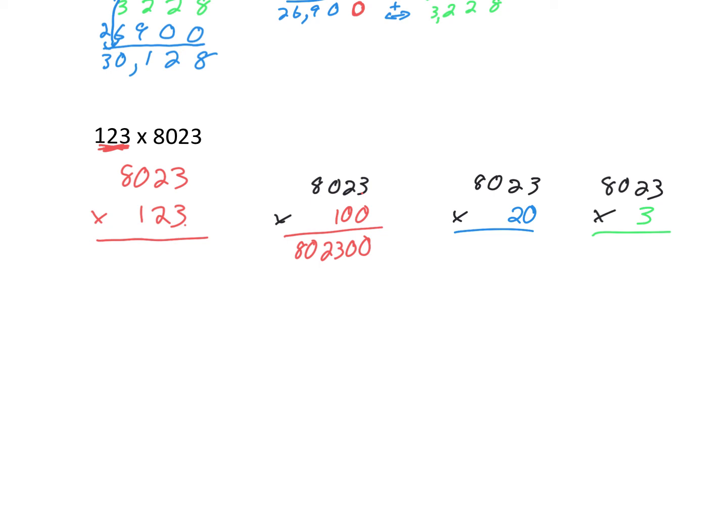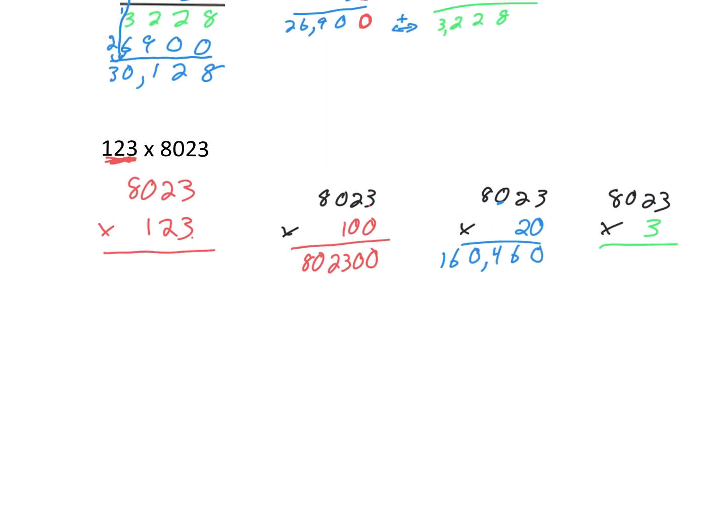8023 times 20, I'm just going to do it times 2 and bring that down like we did earlier. It's super important that we don't forget the 0 here. Your answer isn't 16,460, it's 160,460. Same thing over in this last one. Don't forget that 0 in there.